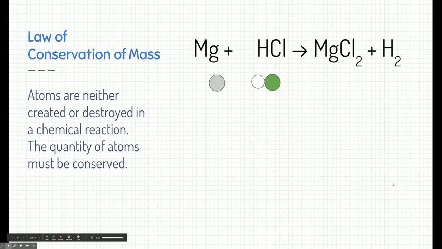So let's take a look at our reaction that we just wrote. First, we have magnesium and hydrochloric acid. Those particles right here are going to be used to create these substances over here on the product side. So let's try to do that.